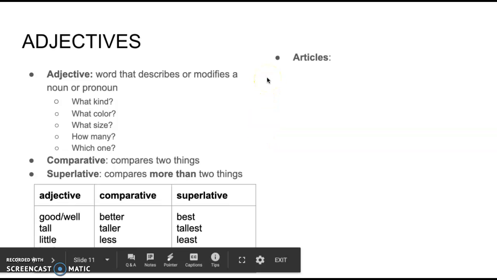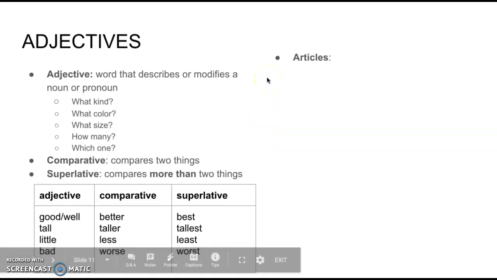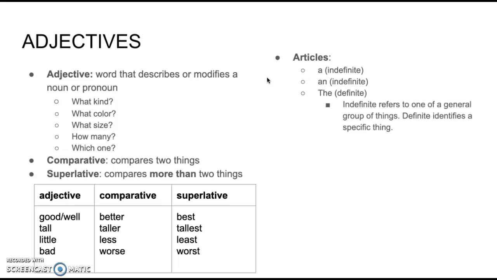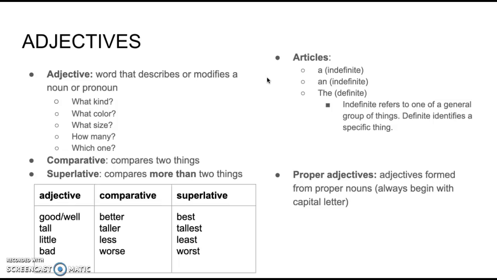An article is a special subtype of adjective. There are three different articles, a, an, and the. Indefinite articles refer to one of a general group of things, whereas a definite article refers to a specific thing, like, give me a Reese's peanut butter cup. It could be any Reese's peanut butter cup. Whereas if I say, give me the Reese's peanut butter cup, that is referring to one specific Reese's peanut butter cup.